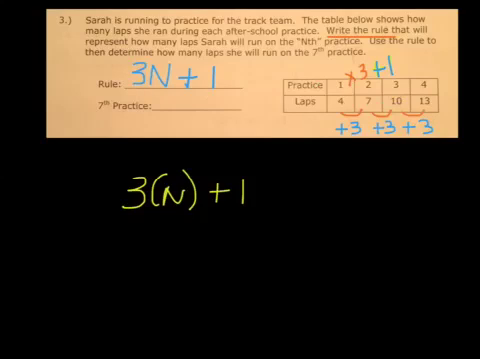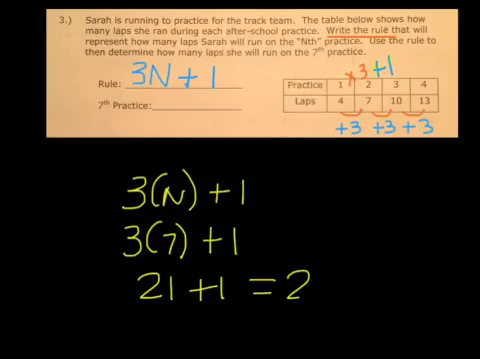So this says go with 7 practices. So I should do 3 times 7 plus 1. 3 times 7 is 21, plus 1 more equals 22. So on her 7th practice, Sarah should run 22 laps.